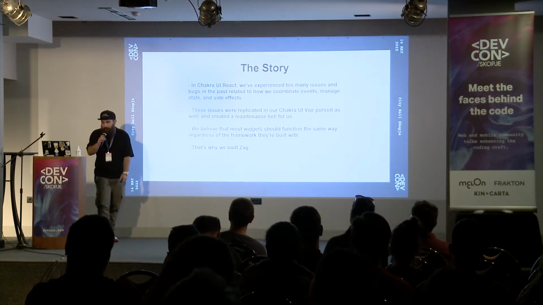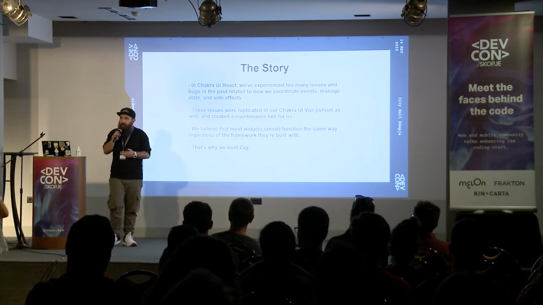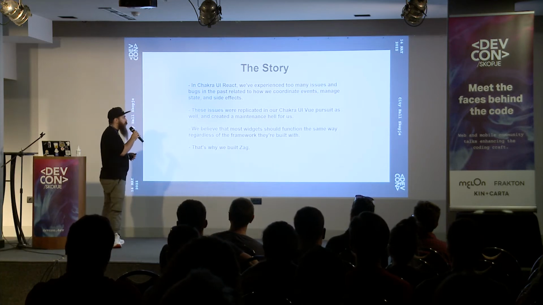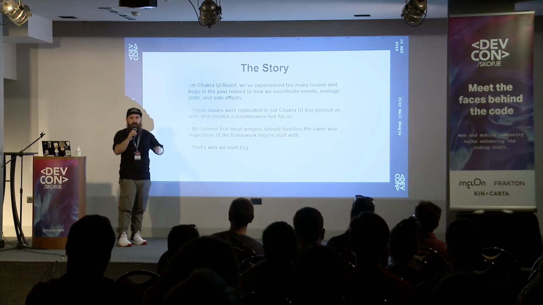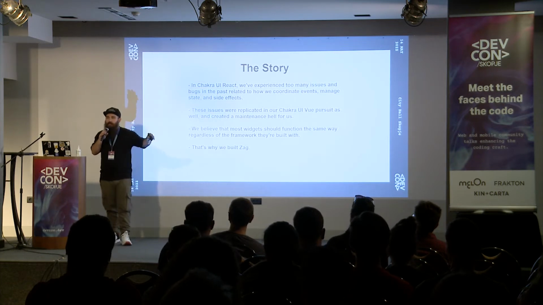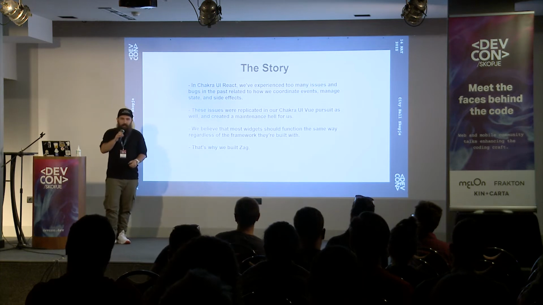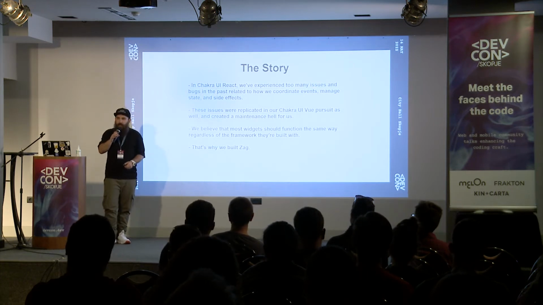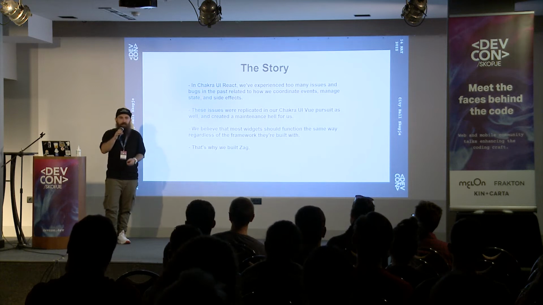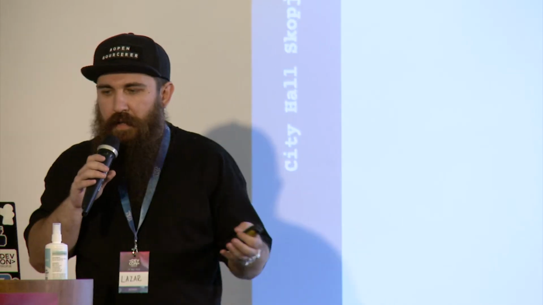Let me tell you a story. I mentioned I am in the React core team of Chakra UI. We also have the Vue.js team, another set of people who are working on the Vue.js version of Chakra UI. And since February last year, when I joined the core team, we've seen a fair share of bugs and issues related to how we coordinate the JavaScript events, how we manage the state inside of the components and side effects, the standard open source thing.